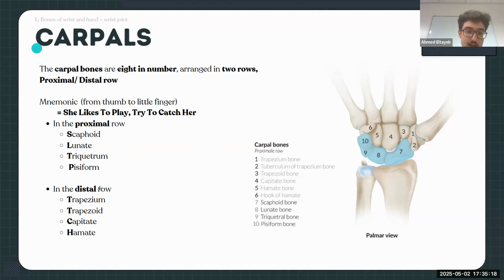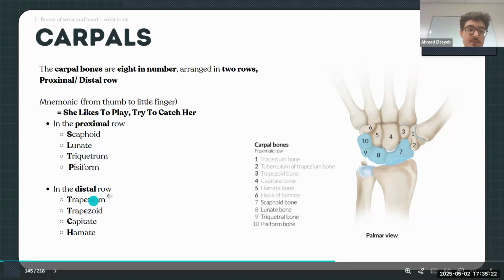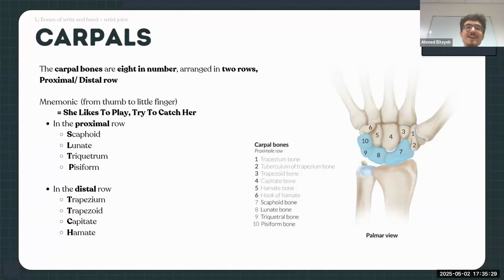And maybe you mix up between all these T's: you have triquetrum, trapezoid, and trapezium. These two, trapezium and trapezoid, sound similar to each other, so group them together. They're going to be next to each other. Okay? Whereas the weird one out, which is triquetrum, is its own thing. And it's just weird like that.